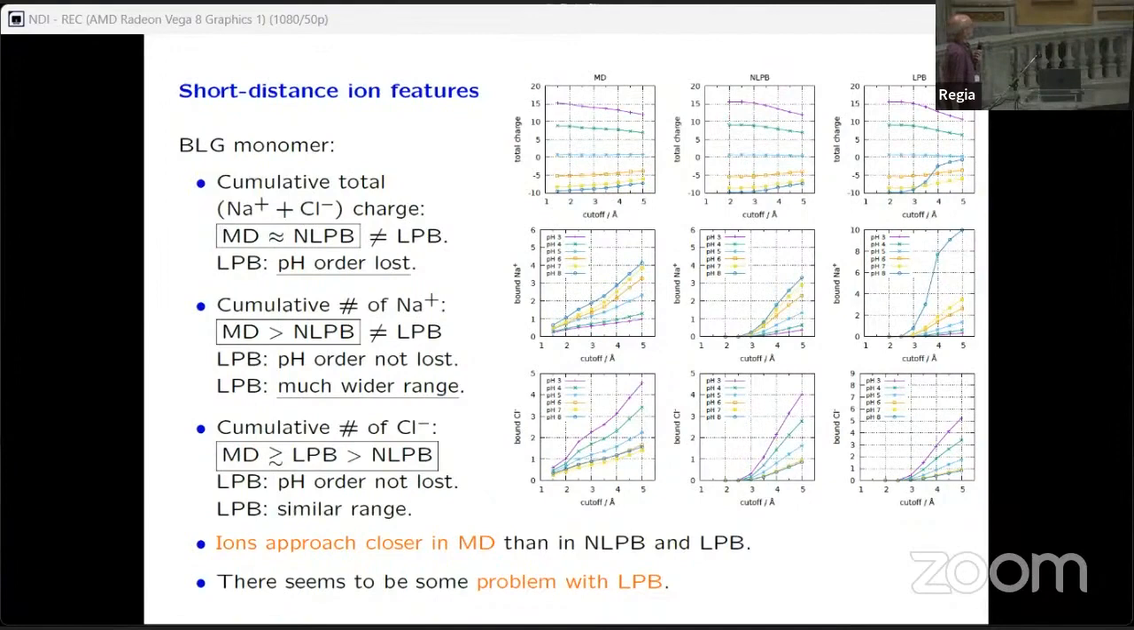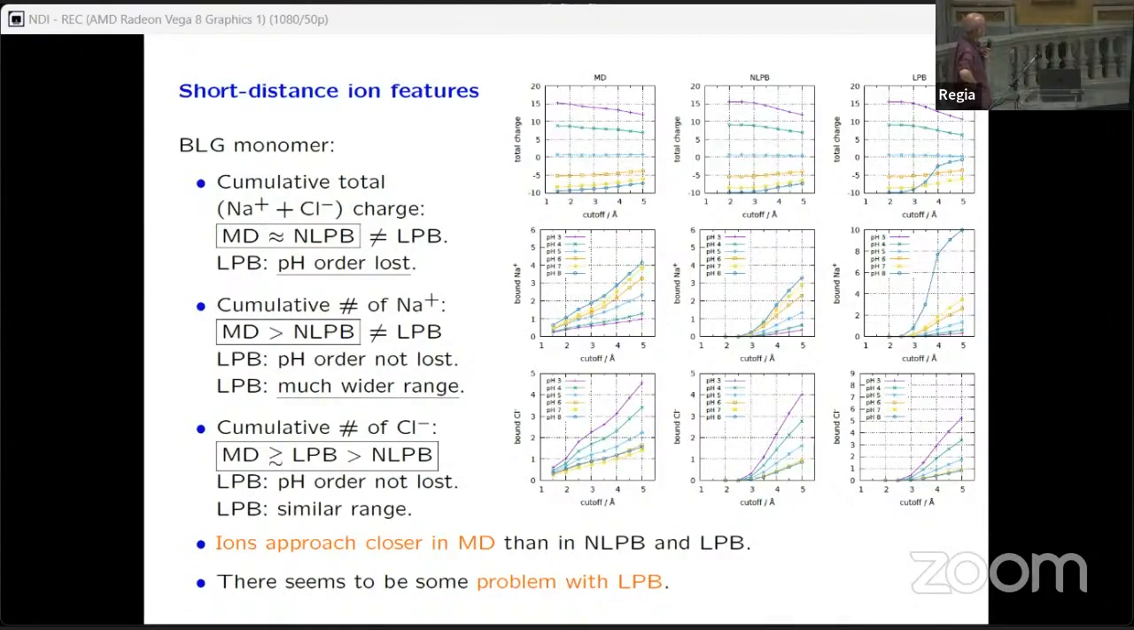The linear form has some strange features because if you look at the upper right plot, you see that the pH order is not even kept. The relation between the curves is not even kept, and there are some really strange outliers. In that case, at pH 8, for some strange reason, the curve just goes up. When you look at the amount of sodium ions, which is the middle row, you see again that the MD is similar to the nonlinear.